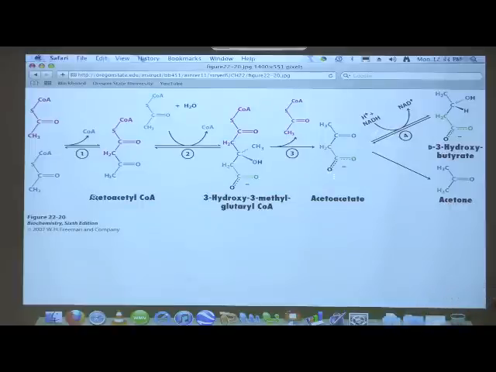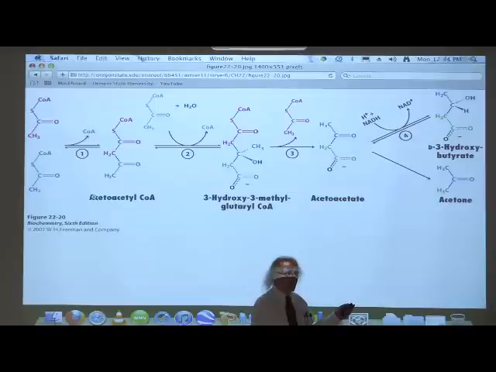The other possibility is that the body takes that acetoacetate and converts it into D3-hydroxybutyrate, which is much more stable. This guy can travel in the bloodstream without a significant amount of breakdown like we saw with acetoacetate itself. Okay? Well, what happens? This guy travels in the bloodstream. It will cross the blood-brain barrier.